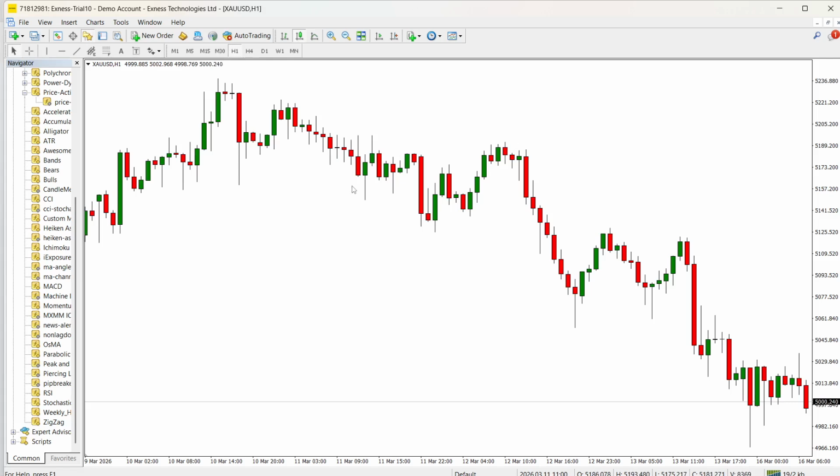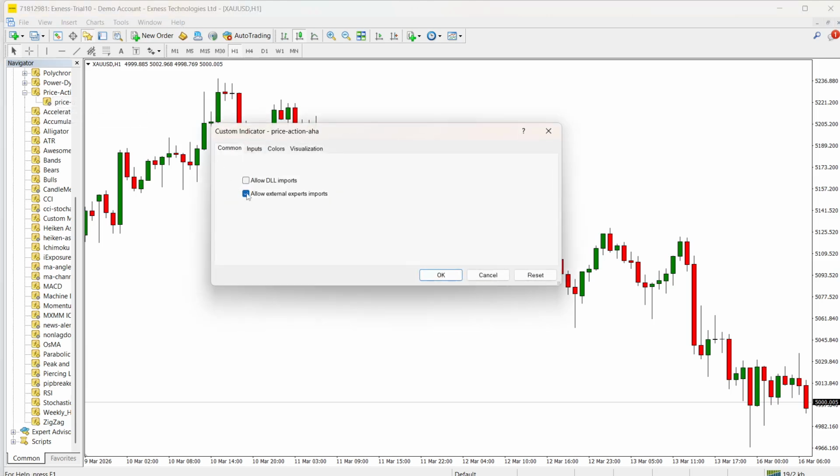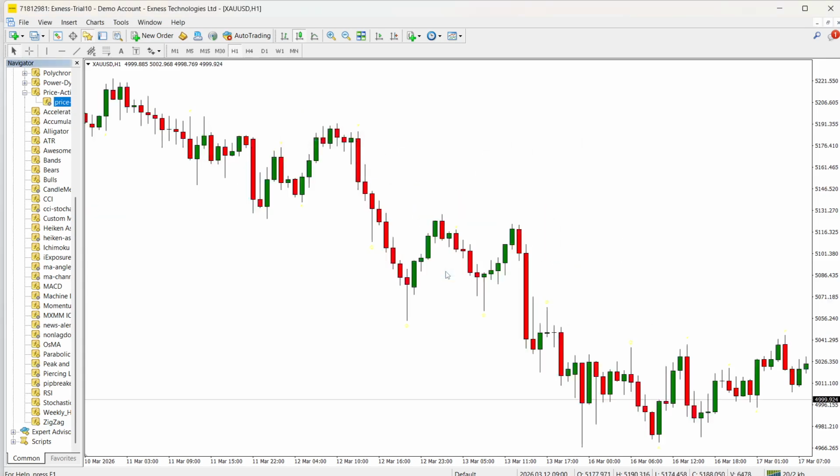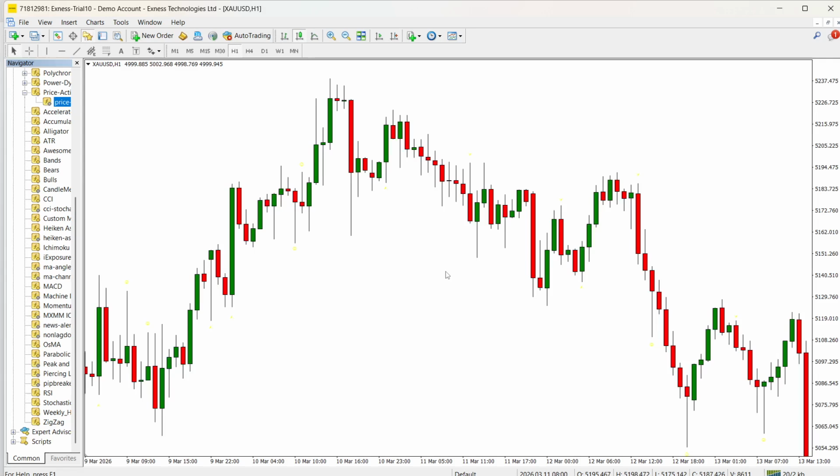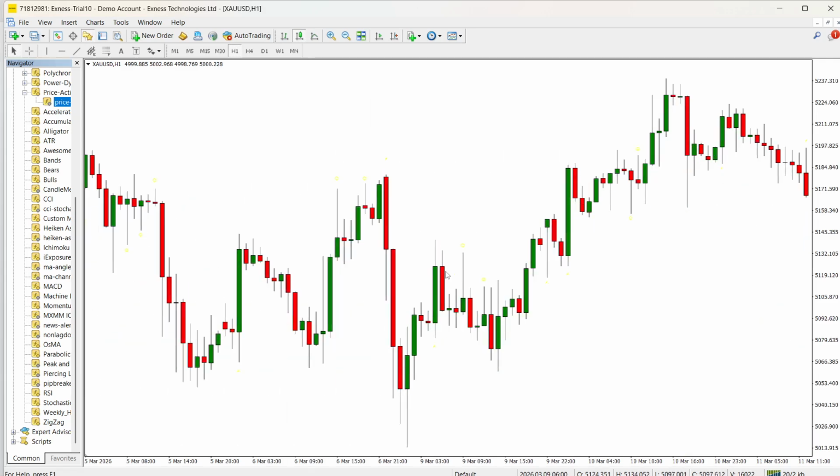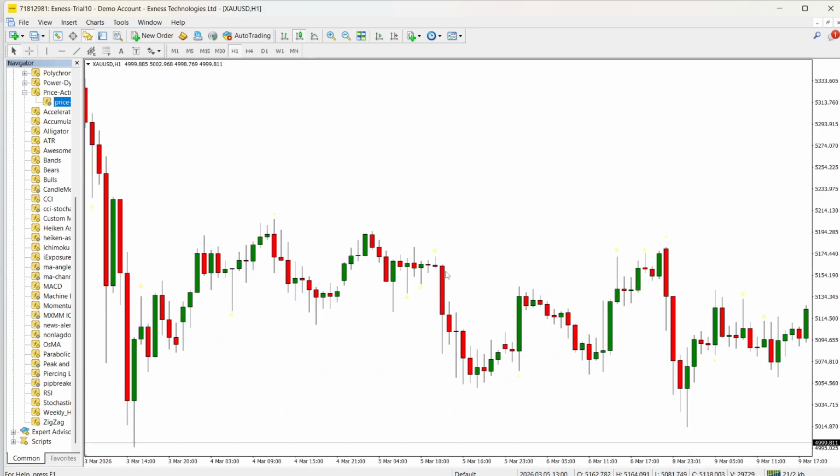At this point, I'm going to load the indicator on the chart so you see how it looks in real time. Just going to allow DLL imports. Alright, if you look very closely, you can see how it appears on the charts.